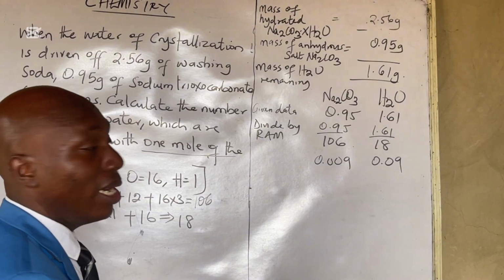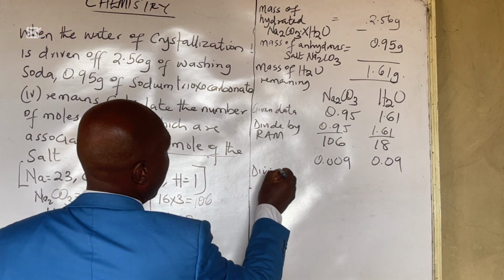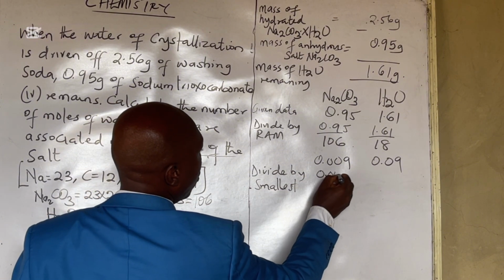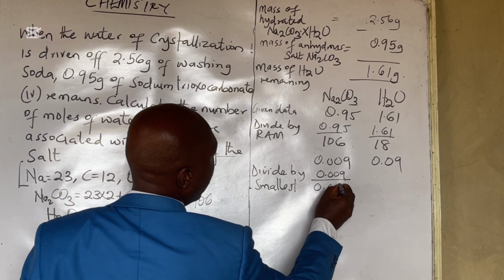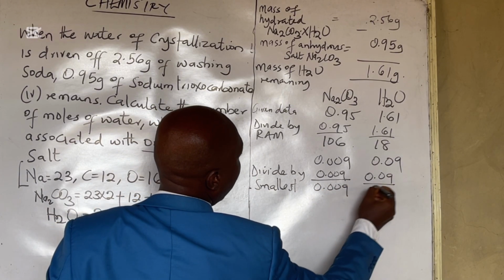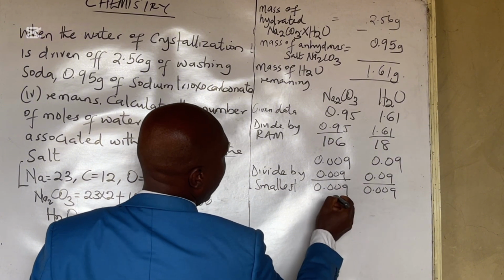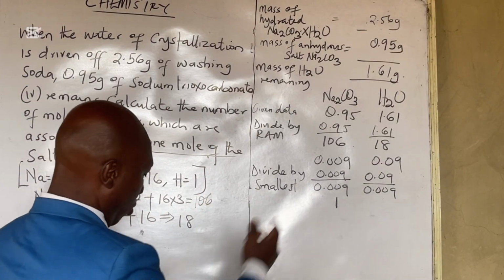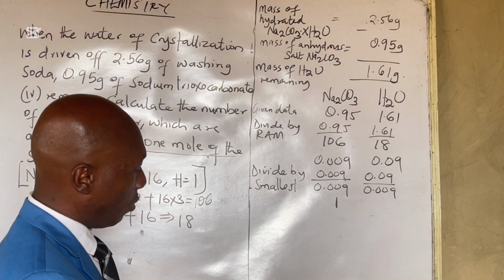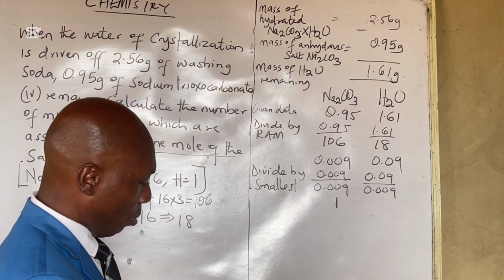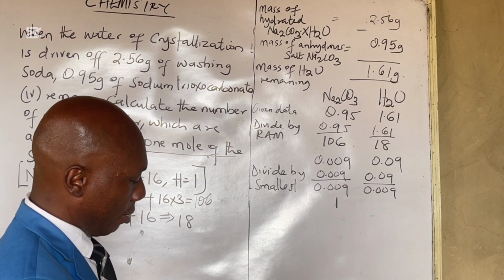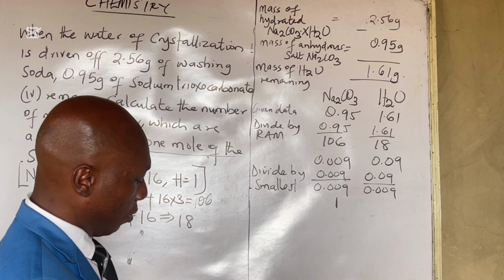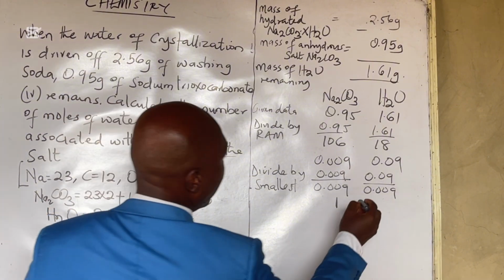So we divide by the smallest. We divide by the smallest, 0.009. This is the smallest already. We have 0.09 over 0.009. So if we divide this very well, you must have 10. So for the sake of this class, 0.009 divided by 0.009 is 1. And 0.09 divided by 0.009, we have 10.